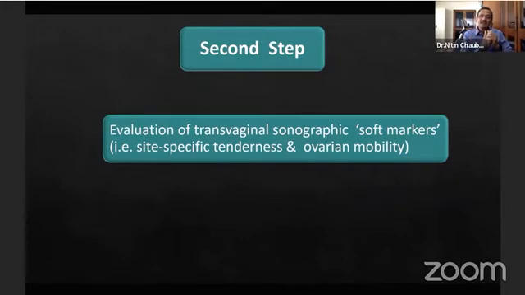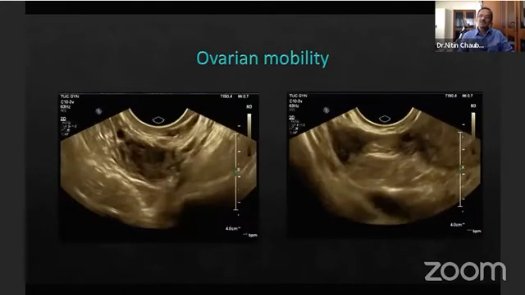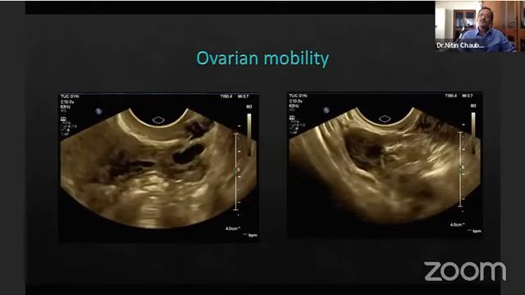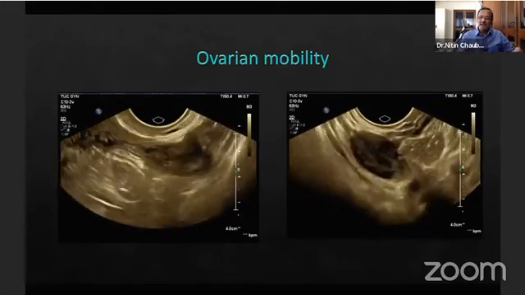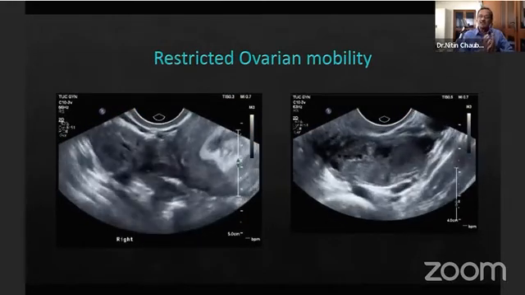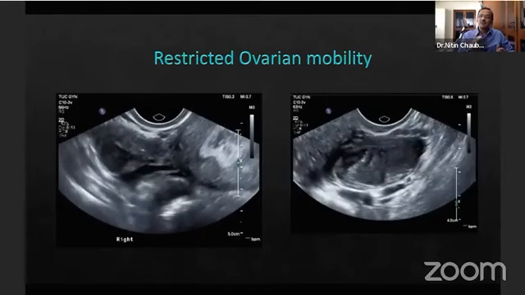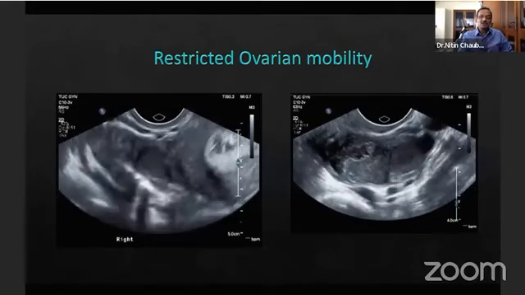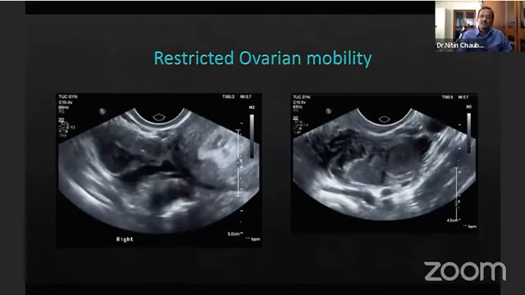The second step is, on a transvaginal scan, we look out for soft markers. That is, we look for site-specific tenderness and ovarian mobility. That means if the patient says, okay, there is pain, pain on the right side, we would try and put our probe in that fornix and look out for that site of tenderness. So normally, when you put a transvaginal probe and you move the ovaries, we know they move very easily. They're very, very mobile, in fact. But whenever there is endometriosis, and especially if there are local adhesions or pelvic adhesions, the ovarian mobility gets restricted. And this is a good sign to tell us that there are indeed local adhesions around the ovary.